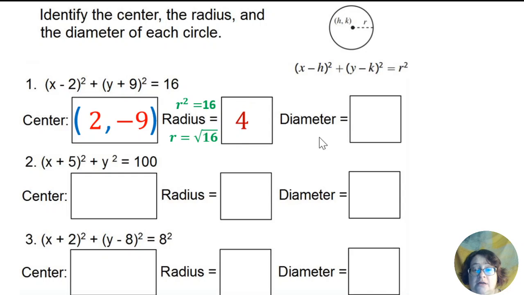Our diameter is the radius times 2. And 2r here is 2 times 4, which gives us 8.